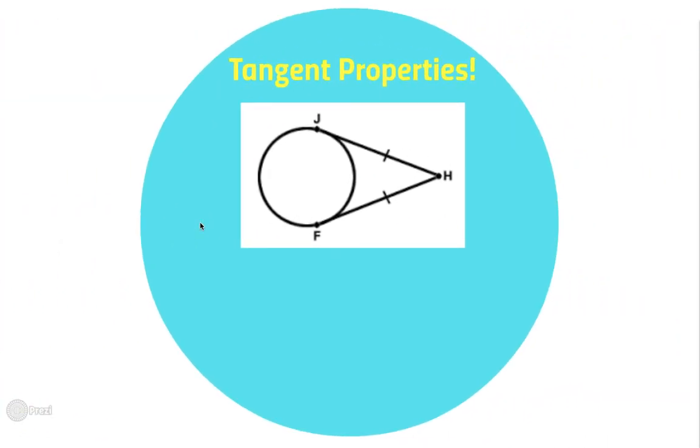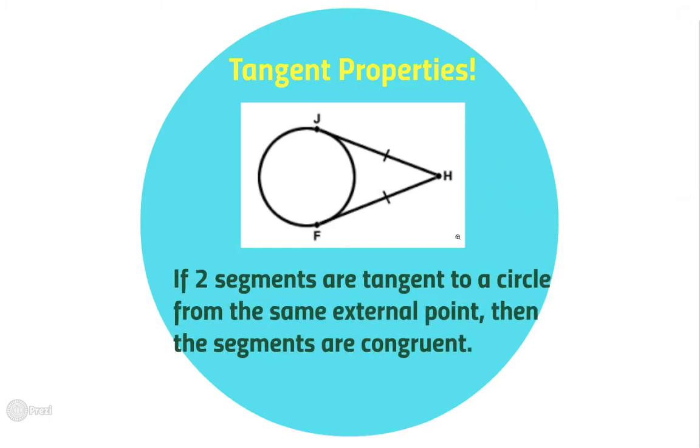Alright guys, so we have one more tangent property for you. I know you've been wanting to learn about all the tangent properties, so this is the final one. Okay, so if you have two tangent segments that intersect in the same external point, like segment FH and segment JH, both intersect at point H, that means the tangent segments are congruent. So JH is congruent to FH. Guys, so if two segments are tangent to a circle from the same external point, guess what? Then the segments are congruent.